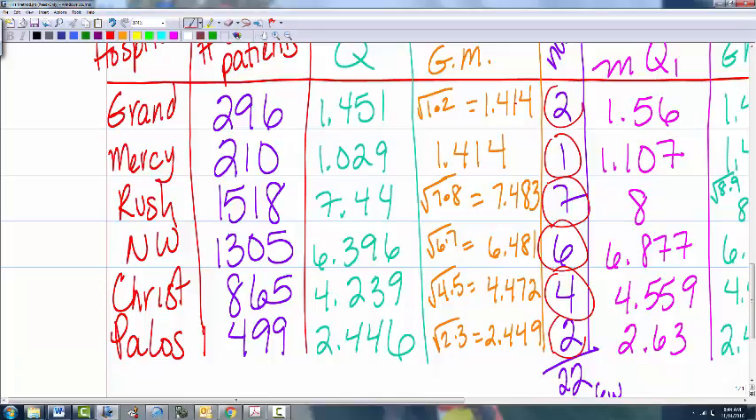Okay? So, this is how you make these comparisons. You got to go along the lines. The math is not hard. It just takes some time. That's it.